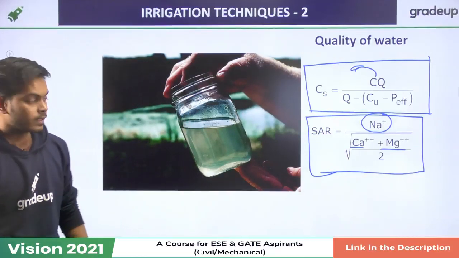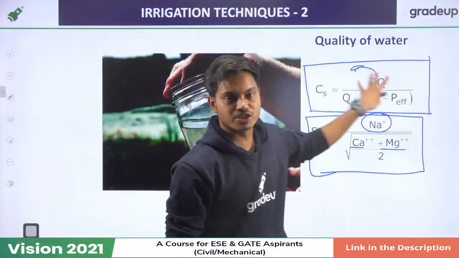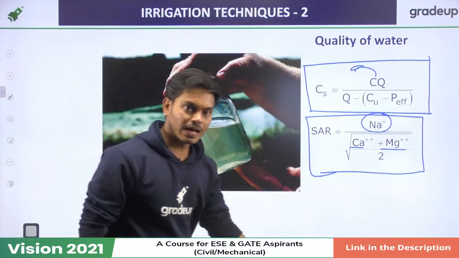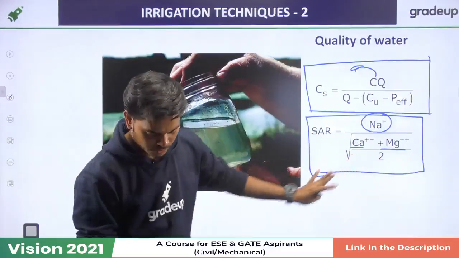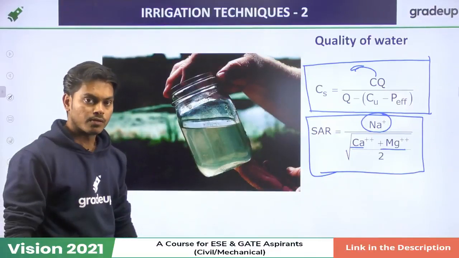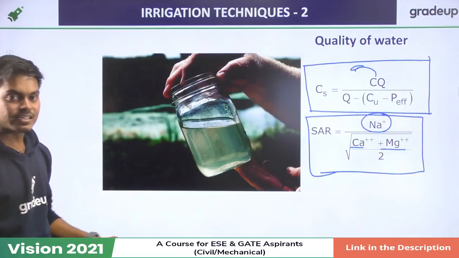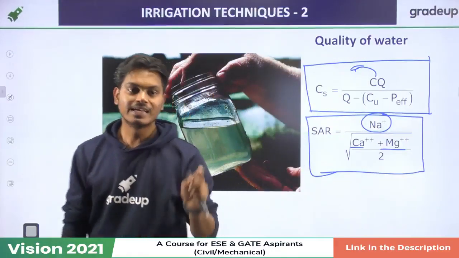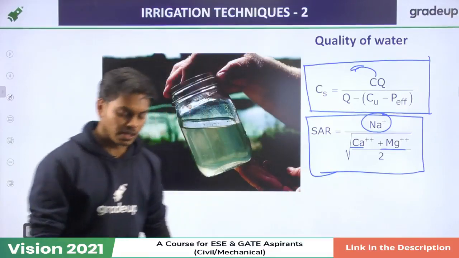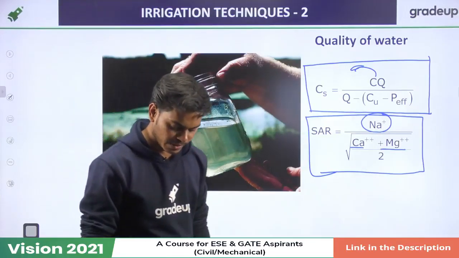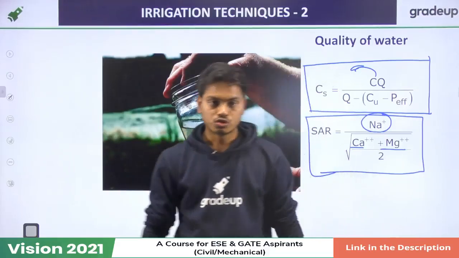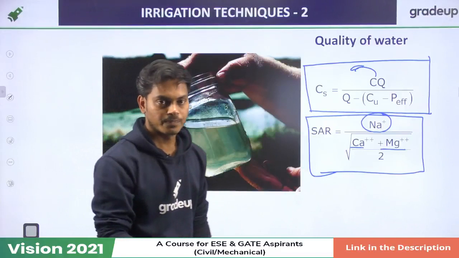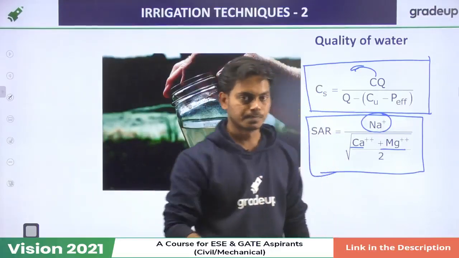Alright, done. So this is your concentration of soil, or you can say salinity, and this is your SAR. What will happen if soil is wet? What will happen if soil is dry? What is SAR? SAR is a factor with which we calculate or measure the amount of sodium in the soil. The full form of SAR is sodium adsorption ratio, not absorption. Adsorption is the outer phenomenon.